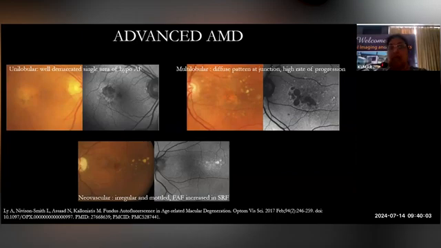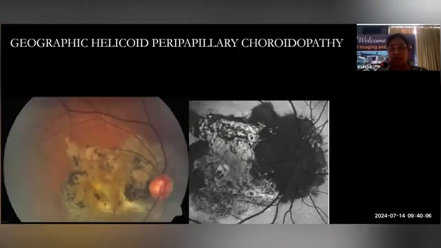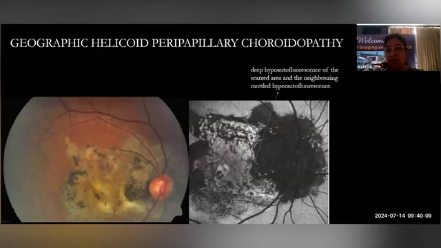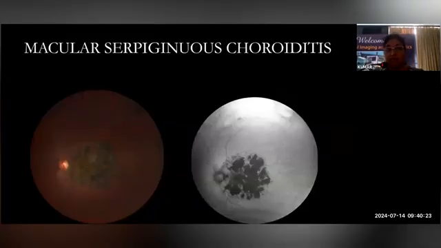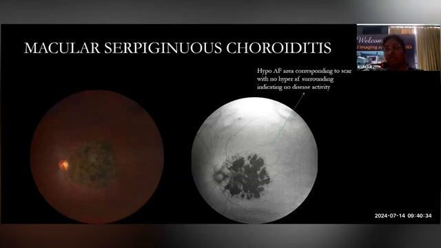In cases of geographic helicoid peripapillary choroidopathy, we see an area of deep hypoautofluorescence corresponding to the scarred area, with a mottled area of hyperautofluorescence, which reflects the area that is not scarred. In cases of macular serpiginous choroiditis, the hypo-AF corresponds to the area of scar. We must look for an area of hyper-AF around these hypo-AF areas, which indicates disease progression or activity. In this picture, there is no hyper-AF area corresponding to the scar, which indicates this is a scarred and inactive serpiginous choroiditis.